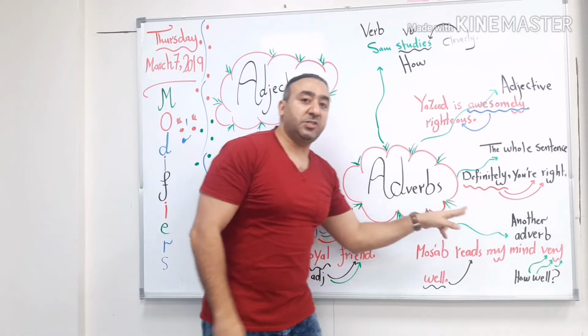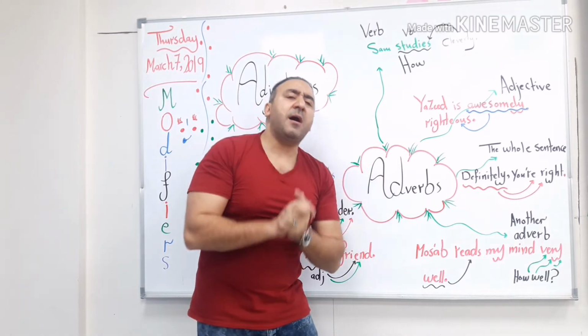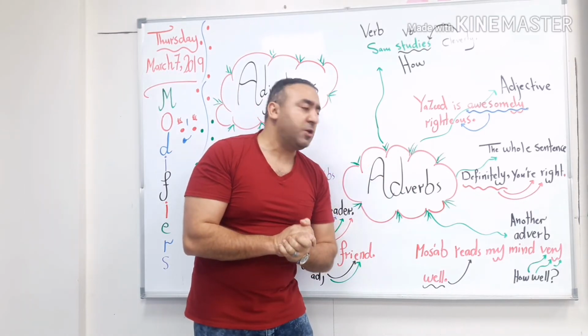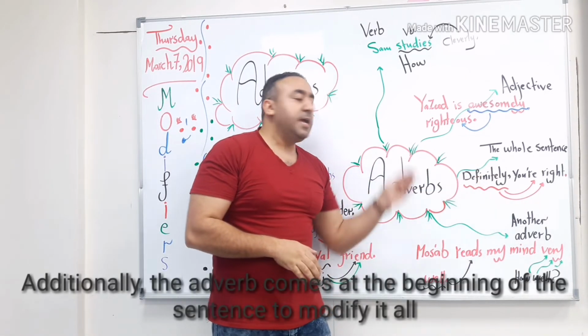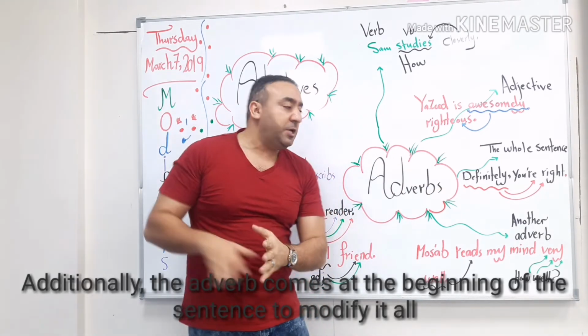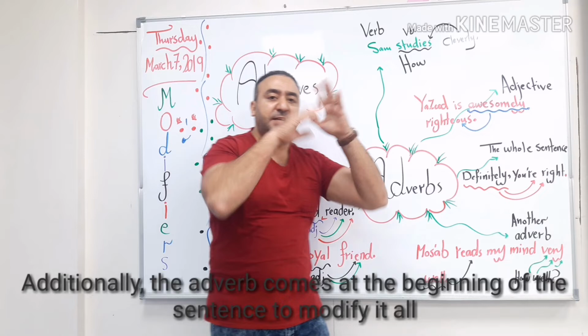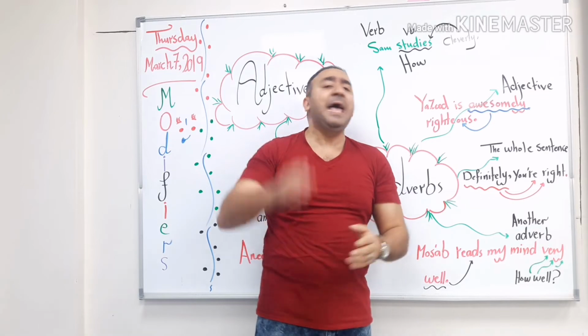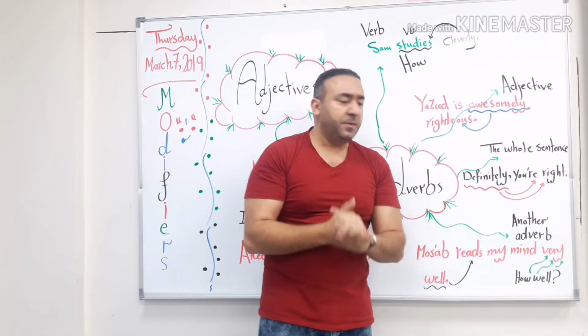The third situation is when the adverb generally comes in the very beginning of the sentence, when we have definitely, wonderfully, certainly, absolutely, inevitably. All of these adverbs, when they come in the very beginning of the sentence, are used to modify the whole sentence. Like this one, for example, when I say, definitely you are right. Absolutely, you are amazing. Okay?